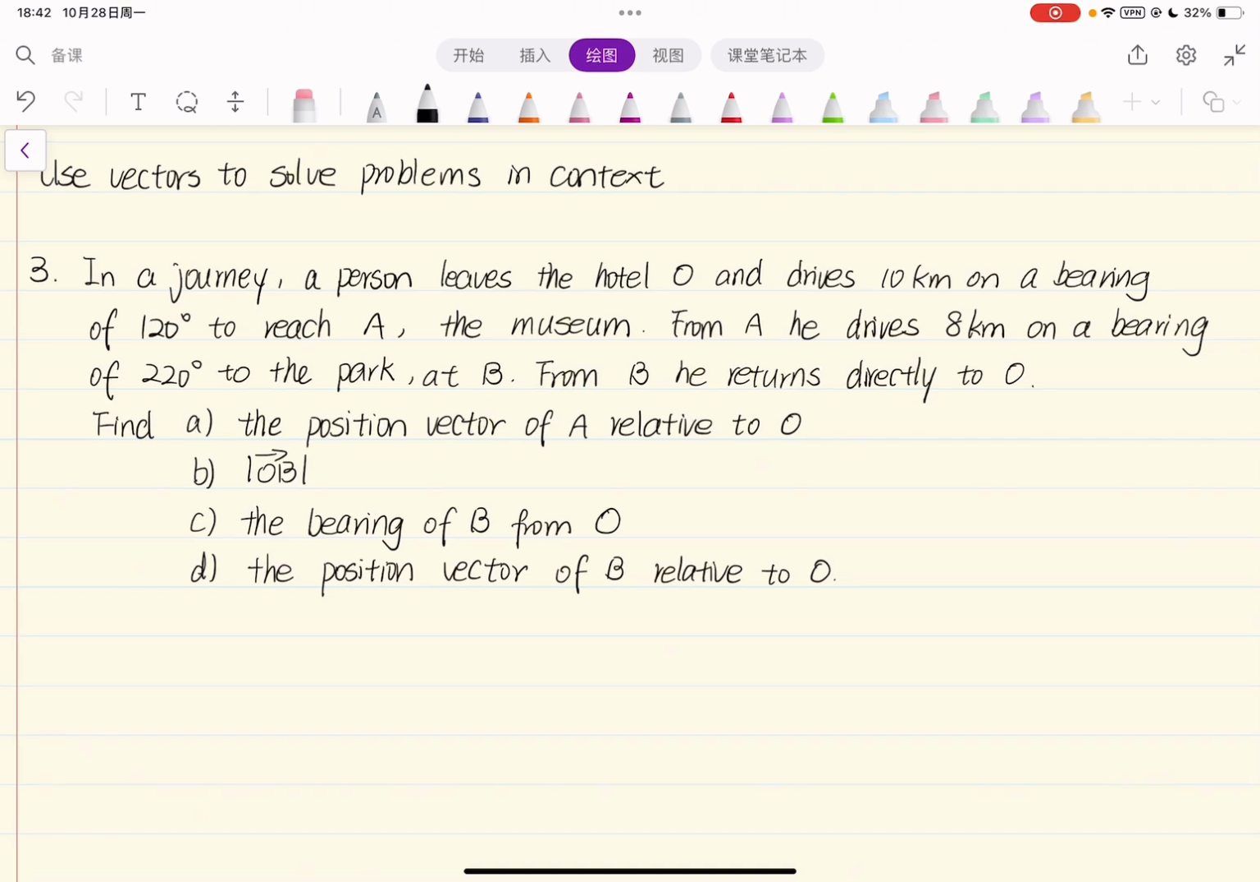Question 3 says that in a journey, a person leaves the hotel O and drives 10 kilometers on a bearing of 120 degrees to reach A, the museum. From A, he drives 8 kilometers on a bearing of 220 degrees to the park at B. From B, he returns directly to O. So before looking at the question, we can sketch the diagram to show this whole journey.